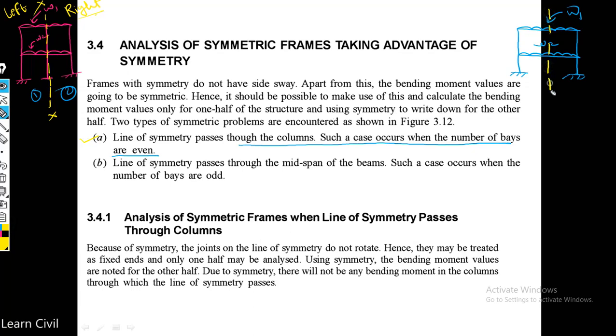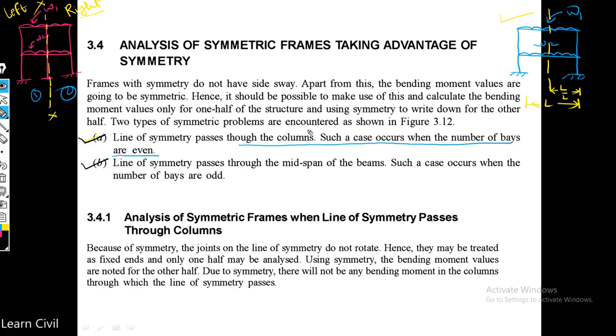Now in this case, if we draw one central line, let us consider this total span is L meter, and we draw one line at a distance L by 2 from either end. We can see this particular frame is also symmetric, but the line of symmetry is passing through the center of your beam. So this is case number 2.